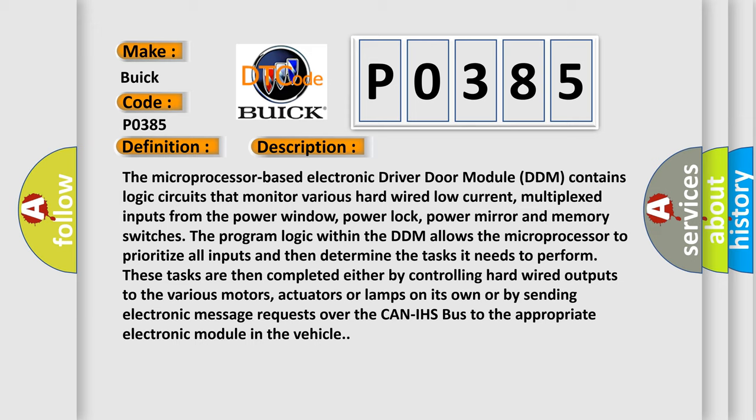The microprocessor-based electronic driver door module DDM contains logic circuits that monitor various hardwired low-current multiplexed inputs from the power window, power lock, power mirror and memory switches. The program logic within the DDM allows the microprocessor to prioritize all inputs and then determine the tasks it needs to perform. These tasks are then completed either by controlling hardwired outputs to the various motors, actuators or lamps on its own, or by sending electronic message requests over the CAN-IHS bus to the appropriate electronic module in the vehicle.